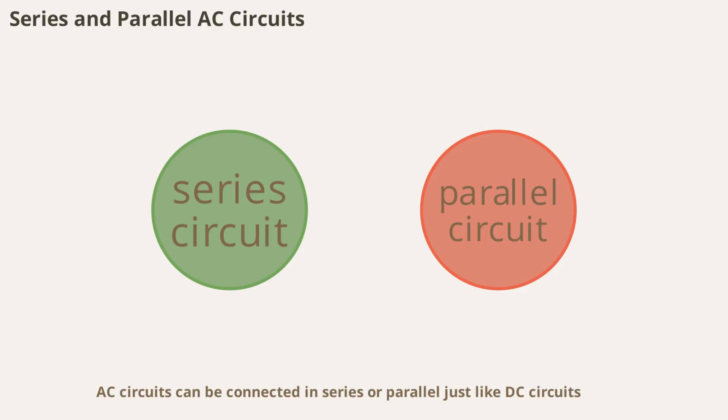AC circuits can be connected in series or parallel, just like DC circuits. In series circuits, the same current flows through all components, while in parallel circuits, the voltage across each branch is the same. The analysis of series and parallel AC circuits involves calculating total impedance and understanding how voltage and current are distributed. Mastering these concepts is crucial for building and troubleshooting complex electrical systems.